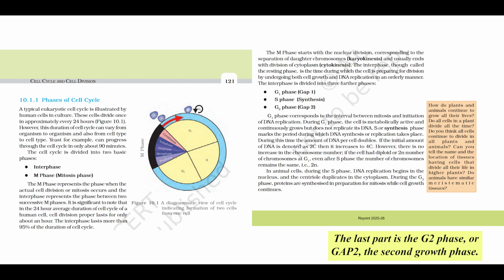The last part is the G2 phase, or gap 2, the second growth phase. This phase follows the S phase and comes just before the M phase kicks off. During G2, the cell continues to grow a bit more, but the main activity here is synthesizing proteins specifically needed for mitosis. Things like the proteins that make up the spindle fibers. It's the final preparation push. Final checks and building the machinery for division.